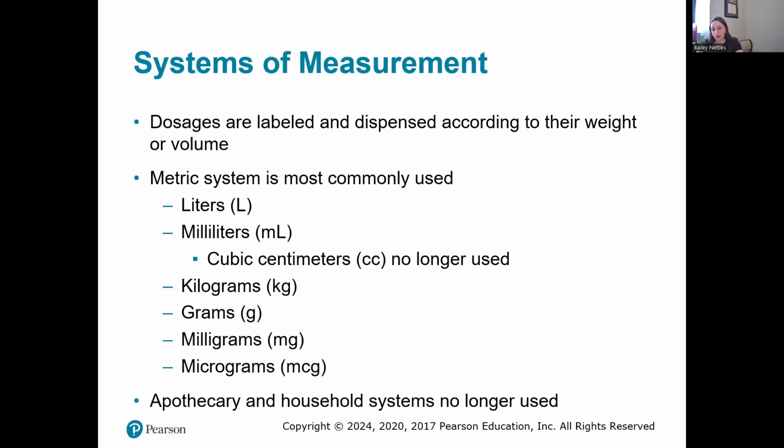Okay. All right. So how do we measure doses? We use the metric system, not the imperial system, which is what America uses. So we use liters, milliliters, kilograms, grams, micrograms, milligrams. We don't use apothecary systems or household measurements like cups. We still use tablespoons, but we don't use cups.